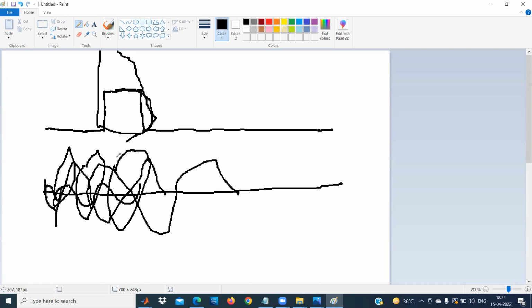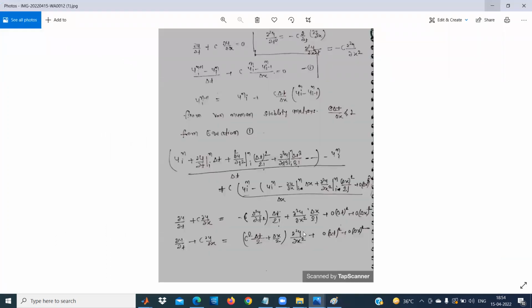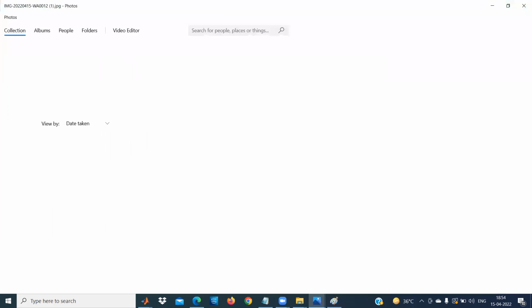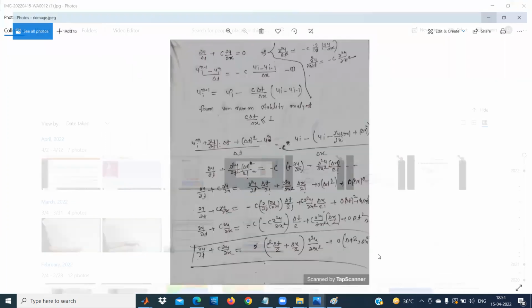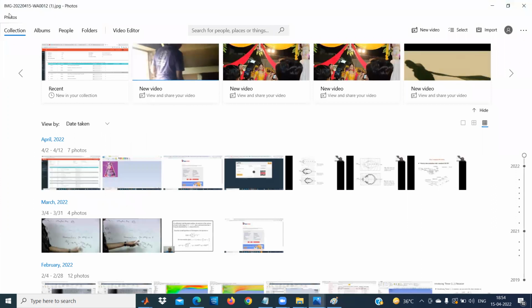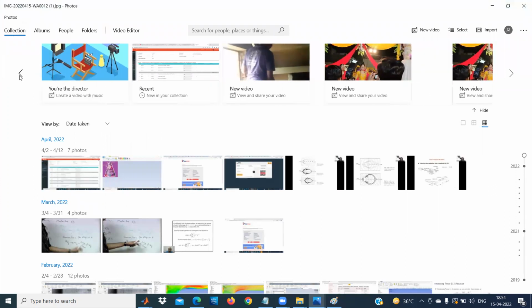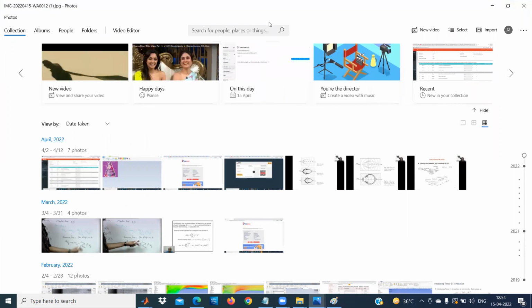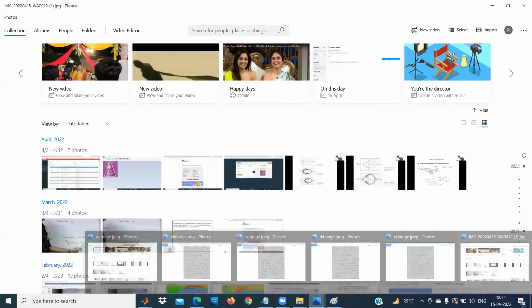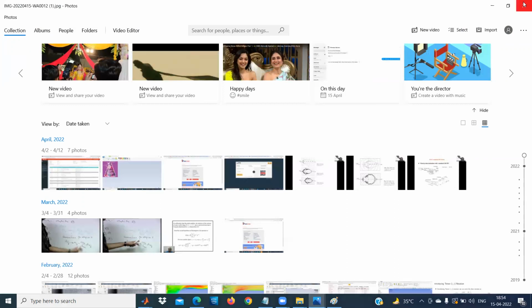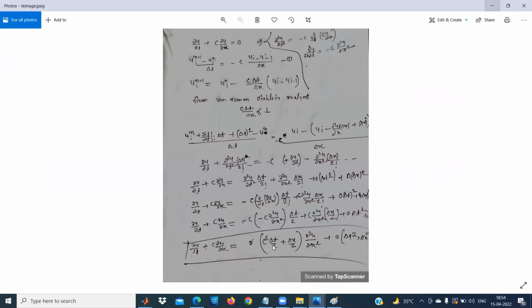And what happens in central differencing? The diffusion term will not come. That means the derivative of the derivative, del square u by del x square, will not come. Instead of del square u by del x square, it will come as del cube u by del x cube, del cube u by del x cube.